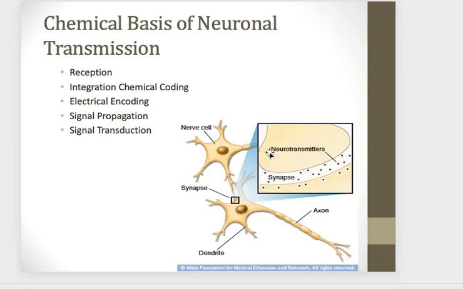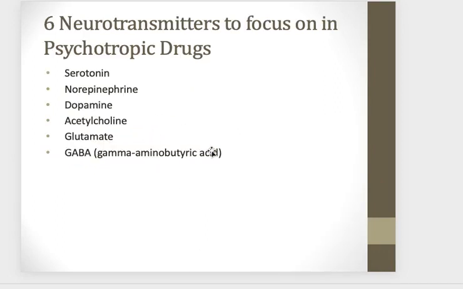So the chemical basis of neuronal transmission, so you have reception, the integration of chemical coding. So basically this is the neuron receiving. Once it hits that receptor, it's going to turn it into a basic electrical impulse. It's going to go to where it needs to go, whether it's down the axon or down to the synapse, and then signal transduction to the next neuron. So that's the basis of it. We're not going to get very deep into that.